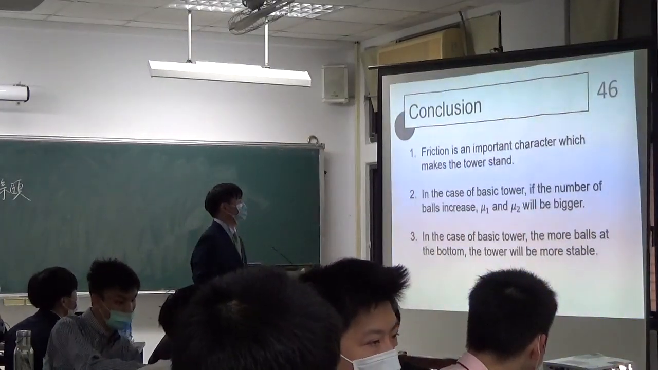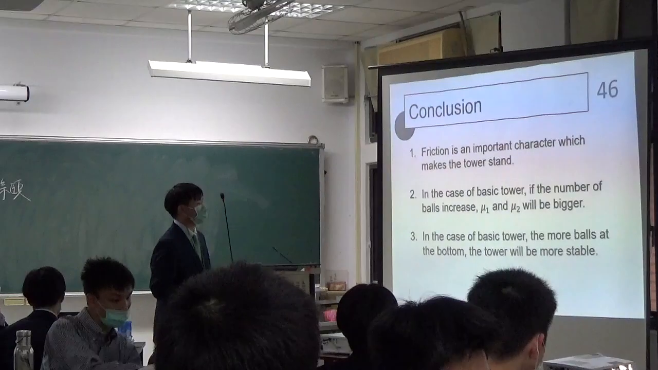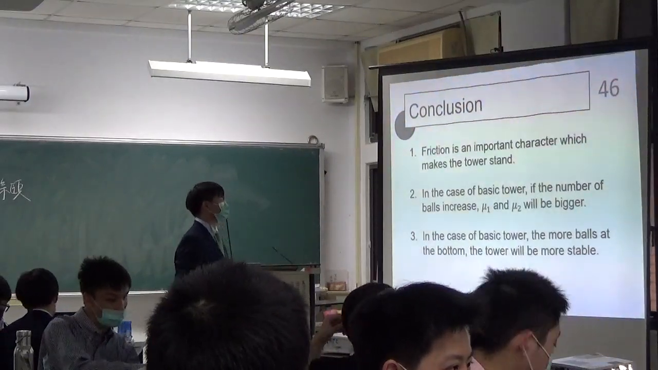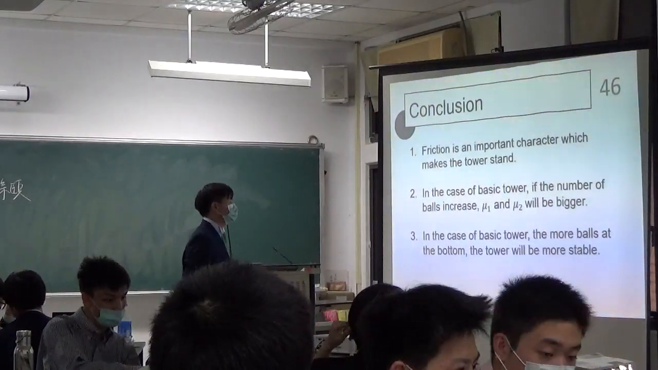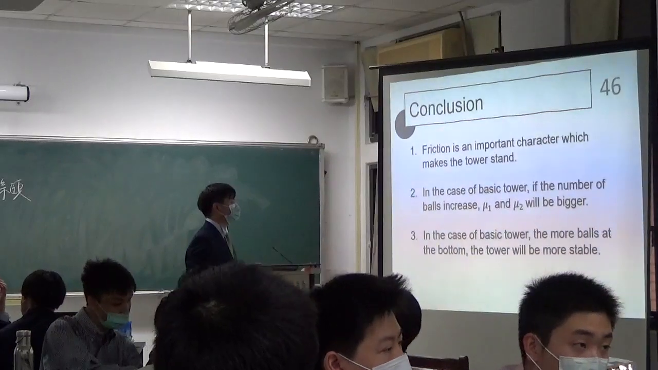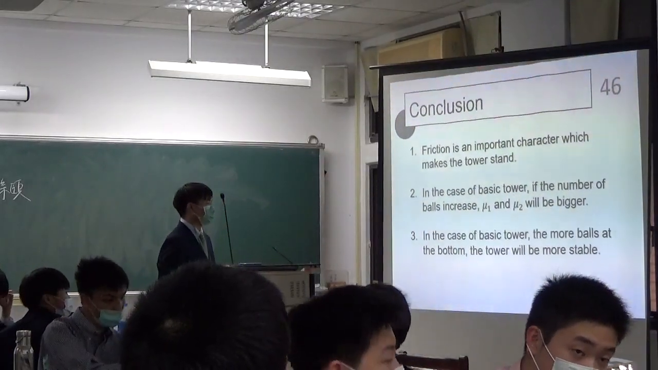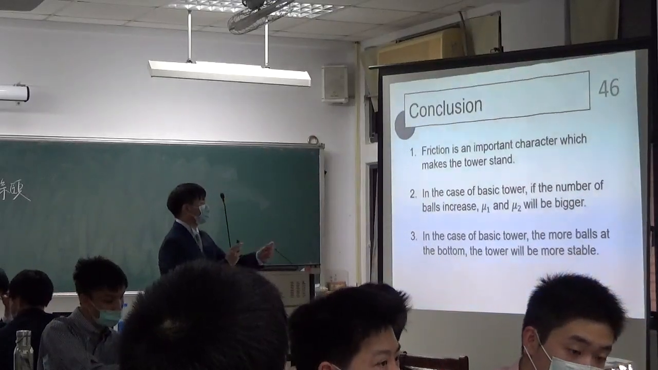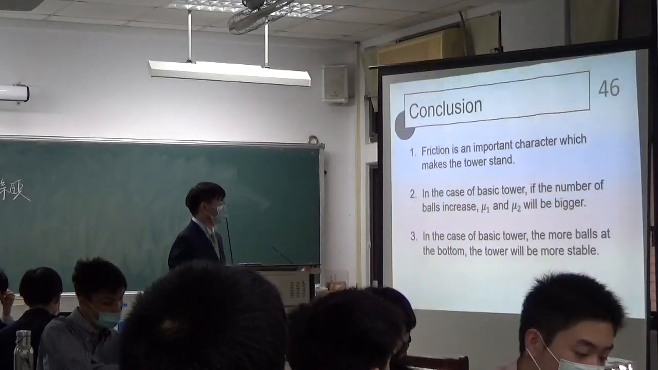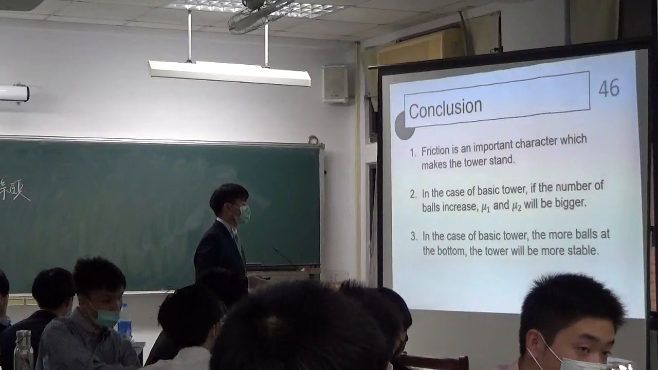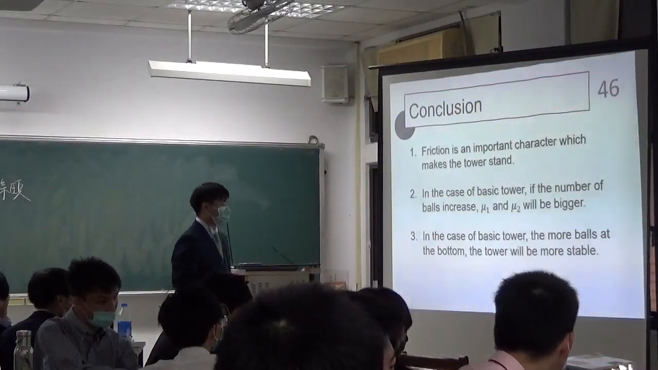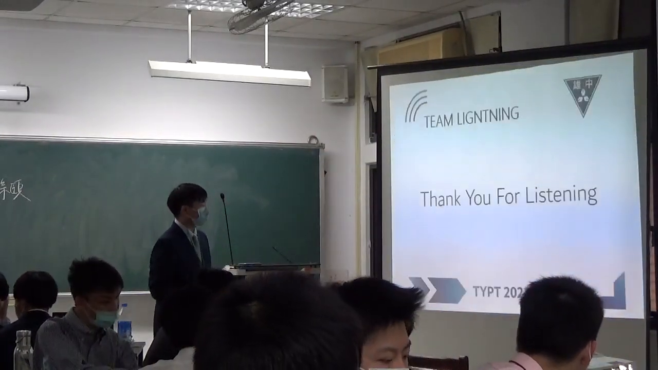And that's my conclusion. First, friction is an important factor which makes the tower stand. And the second is, in the case of the basic tower, if the number of balls increases, mu1 and mu2 will be bigger. And third, in the case of the basic tower, the more balls added to the bottom, the more stable the tower will be.